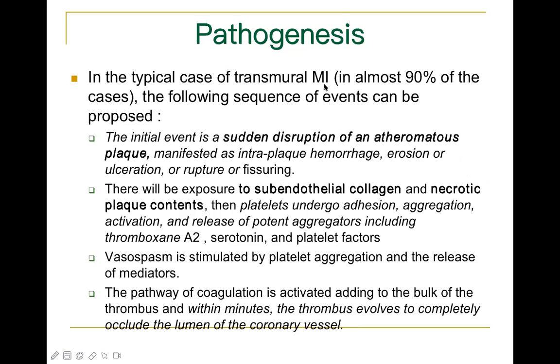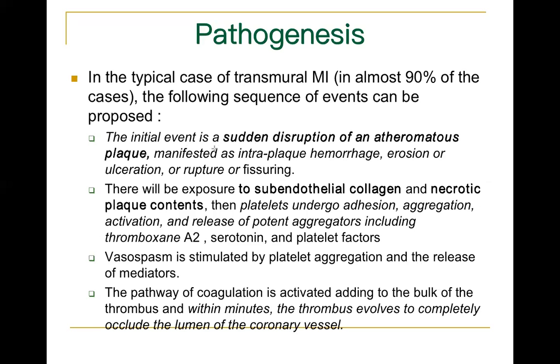In the typical case of transmural MI, in almost 90% of the cases, the following sequence of events can be proposed. These are the things which are happening inside the coronary artery. In the beginning, there is formation of atheromatous plaque, and atheromatous plaque is formed because of risk factors. The person may be a smoker, hypertensive, hyperlipidemic, or having diabetes, or maybe a family history.